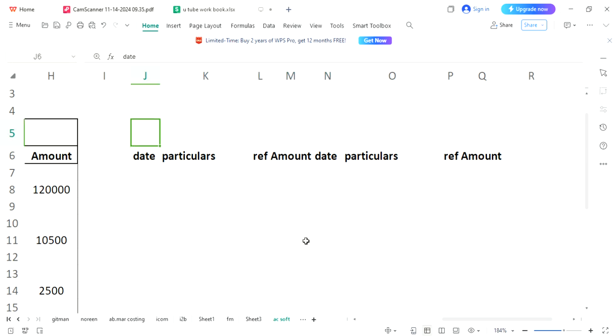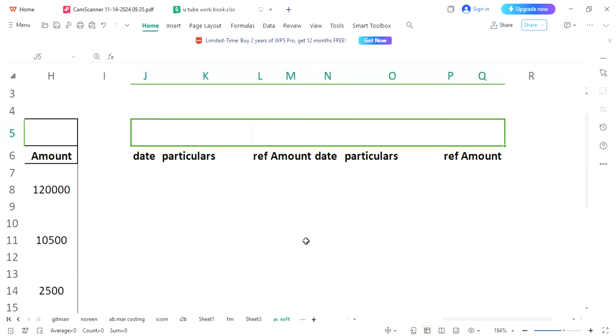The next step is to select and merge. In different versions of Excel the merge button is different, but I'm sure you will understand this is merge and you will find the merge cell option in your Excel. So here I have merged, and what happened? All the cells became one cell. This is your ledger. Here you will write the ledger.